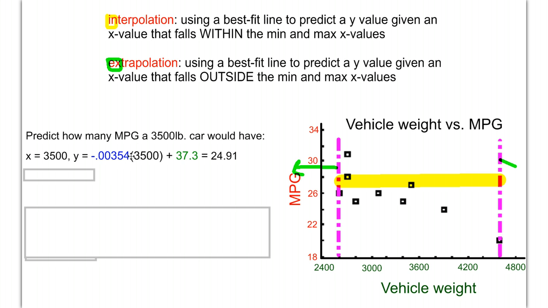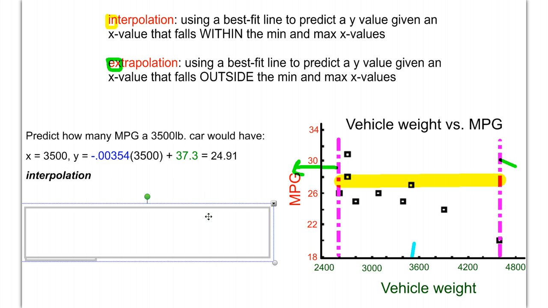So when we look at our first example, predict how many miles per gallon a 3,500-pound car would have, 3,500 pounds falls right here, almost dead center in our data, right in the middle. Because it's between the min and the max x values that we actually know, we're interpolating. Interpolating is typically very safe to do. Because we have all this data here, our line of regression is actually fairly accurate. As long as we have a decent value of r, we can say with reasonable mathematical certainty that interpolating is going to work many times.